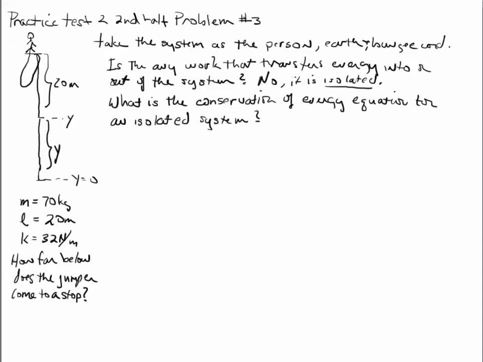What is the conservation of energy equation for an isolated system? Well, the person starts off with some gravitational potential energy. In the process of motion, he may have some elastic potential energy and some kinetic energy. So whatever change takes place in the gravitational potential energy, the elastic potential energy, and the kinetic energy must all sum to zero. There's no energy being transferred out of the system.